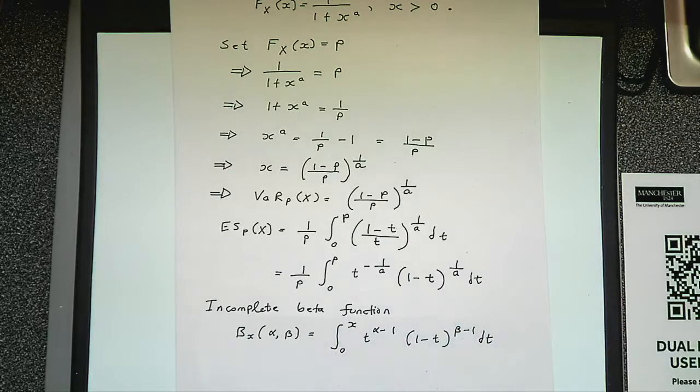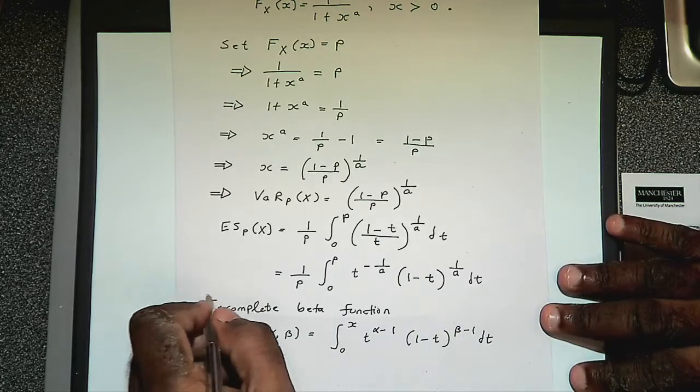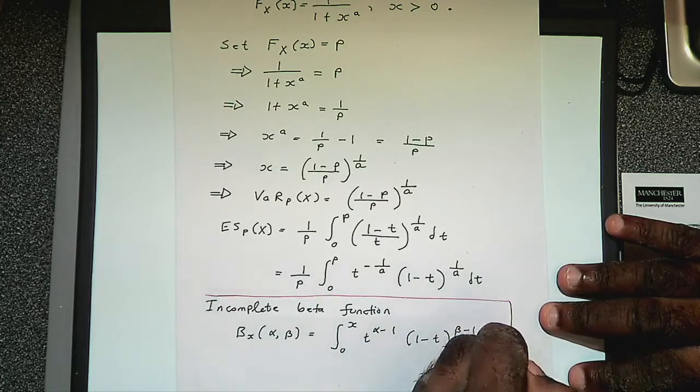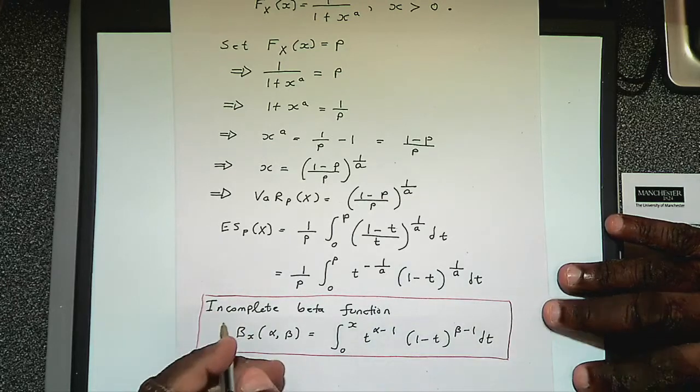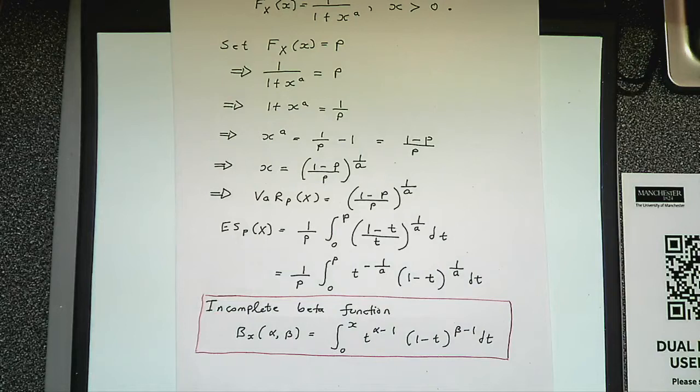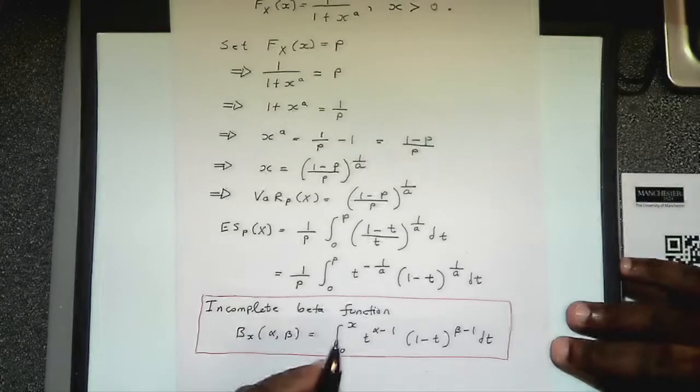Some books may call this differently. The terminology may be different in different books, but this is the term that I normally use. It's the incomplete version of the beta function. Remember the beta function, the integral goes from 0 to 1, whereas here the integral goes from 0 to a number x, which is less than 1, right? That's why it's known as the incomplete beta function.